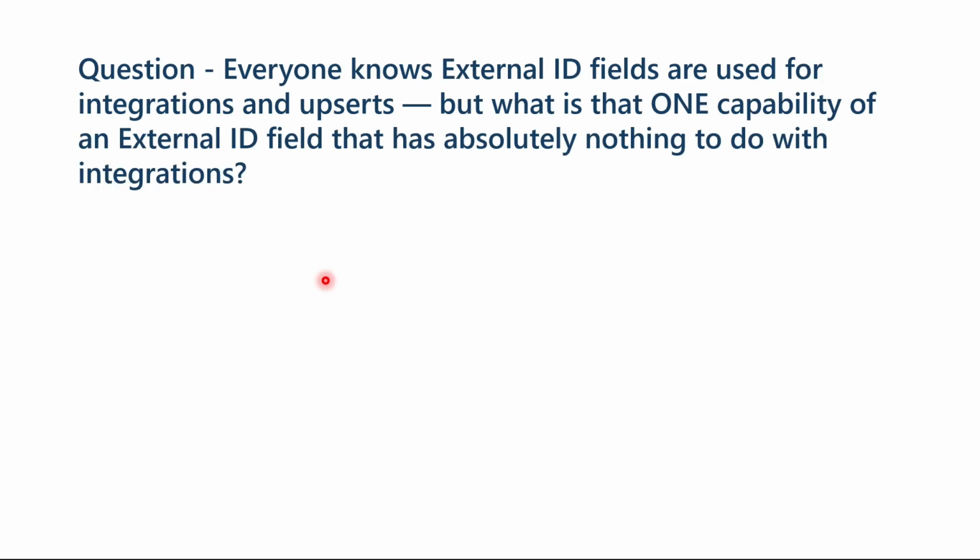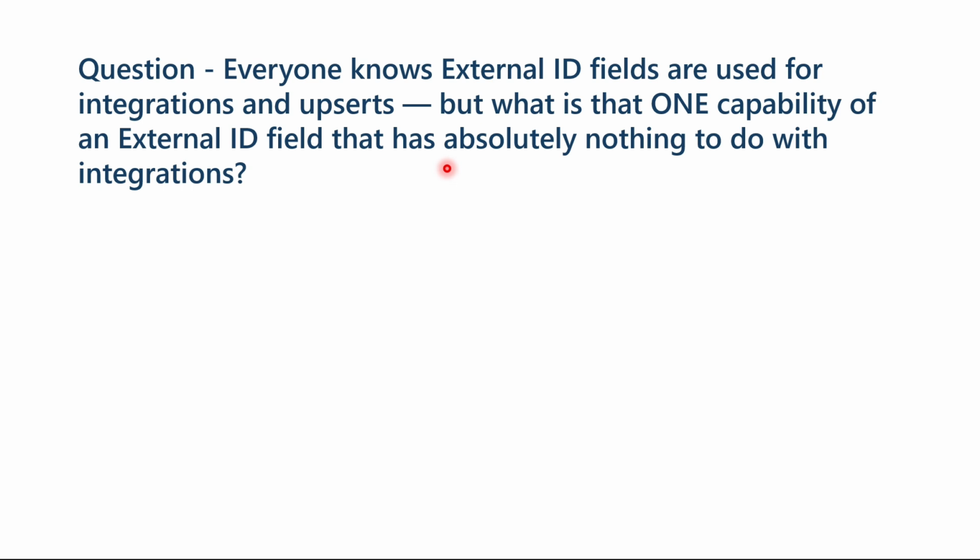Now the second question that gets bombarded on you after you have gone through this confusing series of questions, this is something different. Okay, very few people know this, like people who have strong foundational knowledge of Salesforce, they know the answer. So the question is, everyone knows external ID fields are used for integrations and upserts, basically mapping between two systems. Okay, what is that one capability of external ID that has absolutely nothing to do with integrations?